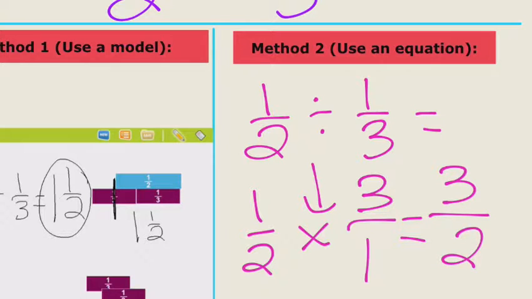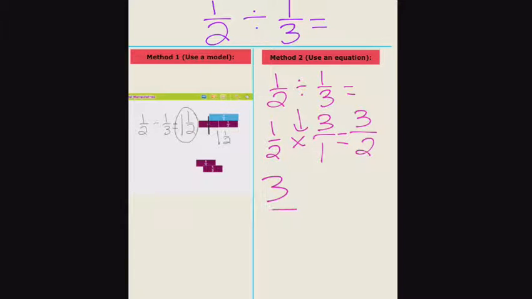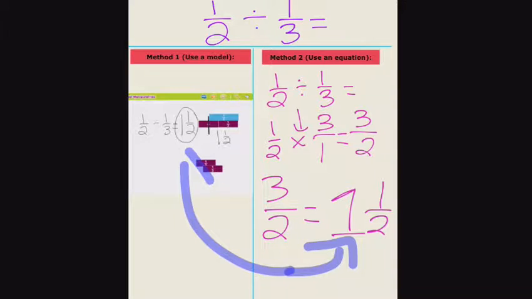So I get a quotient of 3/2, which hopefully you can see that the improper fraction 3/2 simplifies to the mixed number 1 and 1/2. So once again, we see that we get the same final quotient no matter what method we use.